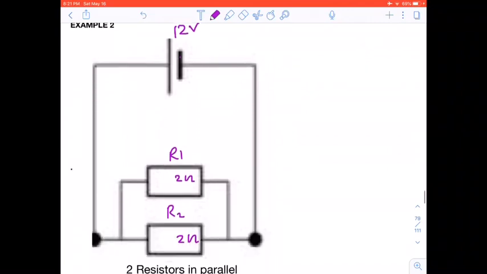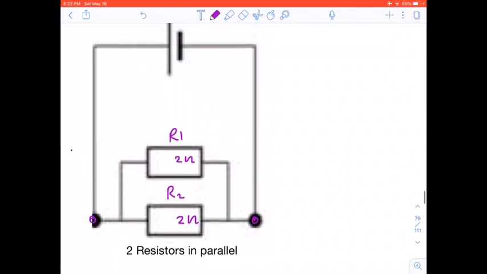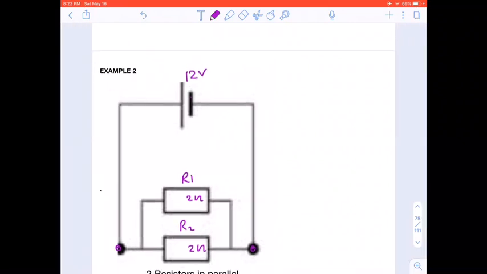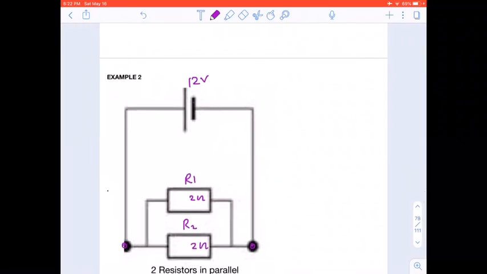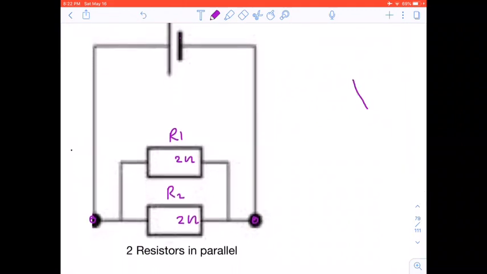Now, here we've got our two resistors in parallel, connected across two points, and these two points are connected to your battery, as you can see, right? Now, what we want to know is what is the total resistance here.